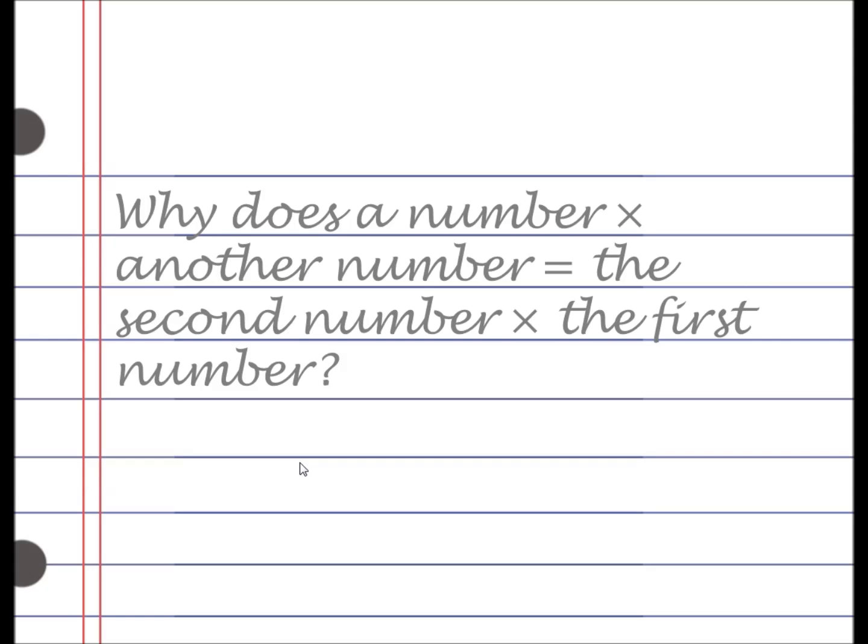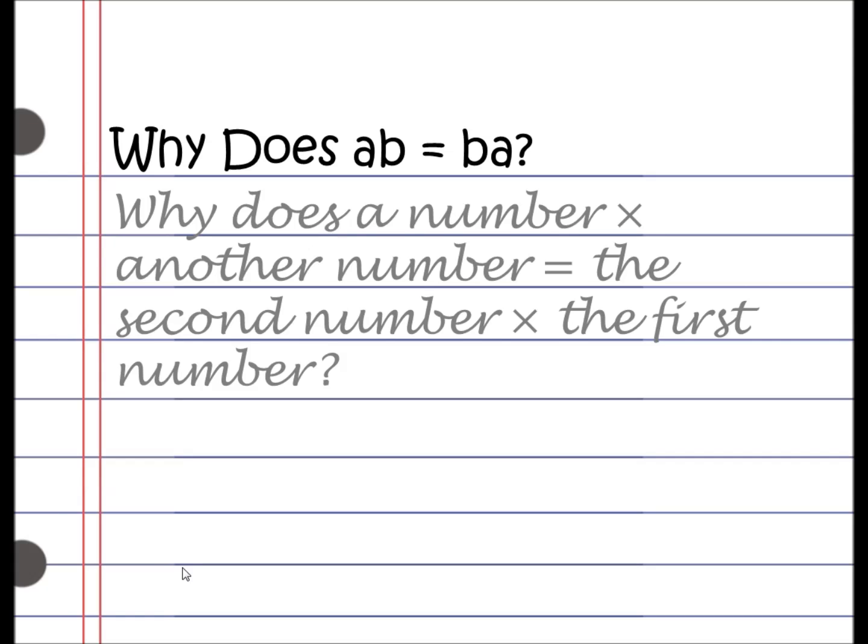This set of videos is about why a number times another number equals the second number times the first number. Or using algebra, why does AB, that is A times B, equal BA, that is B times A, where A is one number and B is yet another number?